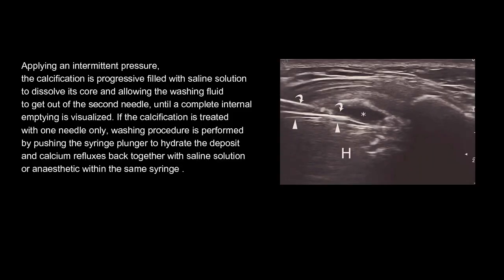Applying an intermittent pressure, the calcification is progressively filled with saline solution to dissolve its core, allowing the washing fluid to get out of the second needle, until a complete internal emptying is visualized. If the calcification is treated with 1 needle only, the washing procedure is performed by pushing the syringe plunger to hydrate the deposit, and calcium refluxes back together with saline solution or anesthetic within the same syringe.